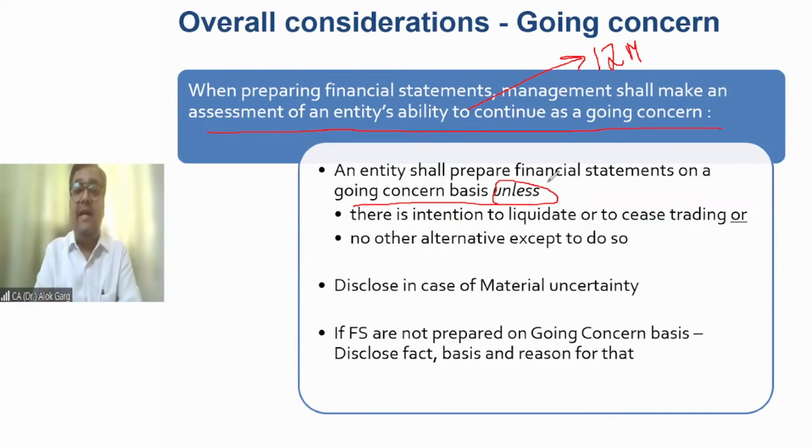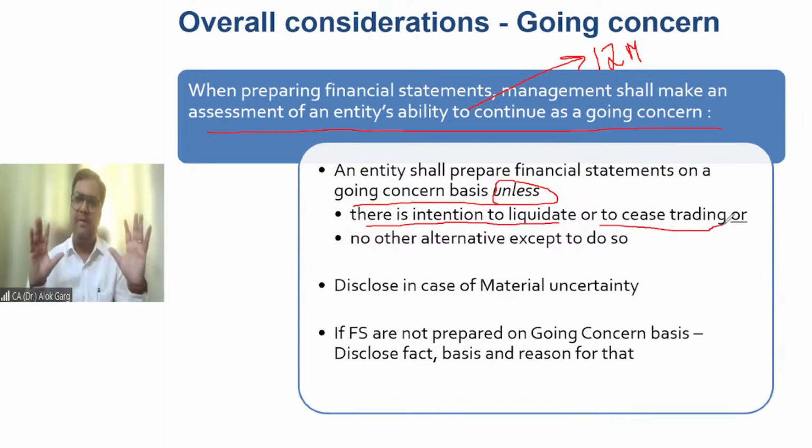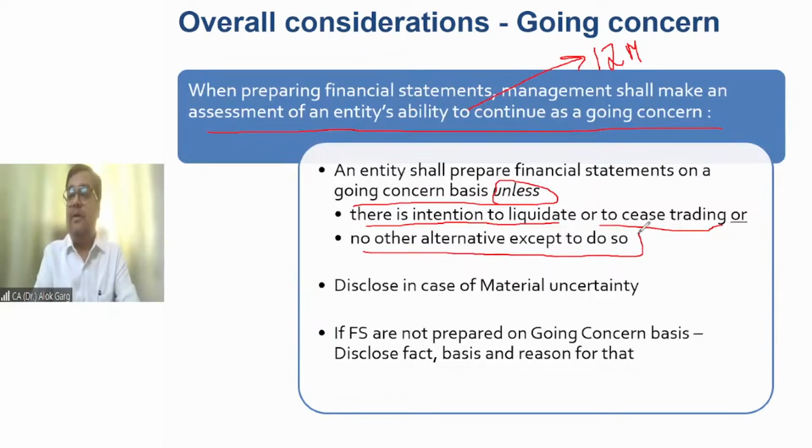So now it says that an entity shall prepare the financial statement on a going concern basis unless these two circumstances happen. Number one, there is an intention to liquidate or to cease trading, right? The company's intention, the company's business is going very well, but the company does not want to operate in the China market, or the company does not want to operate in that particular business, right? So in that case, there is an intention to liquidate or to cease trading, right? Or no other alternative except to do so, right?